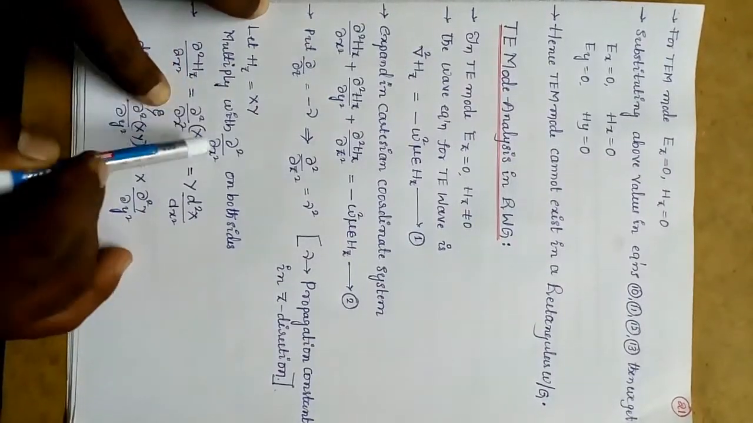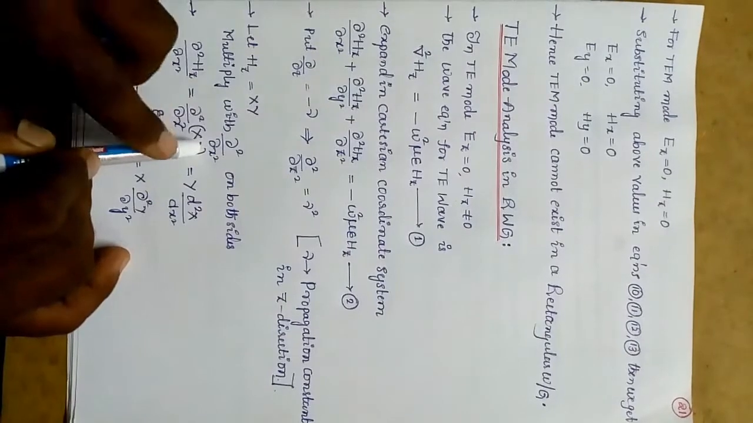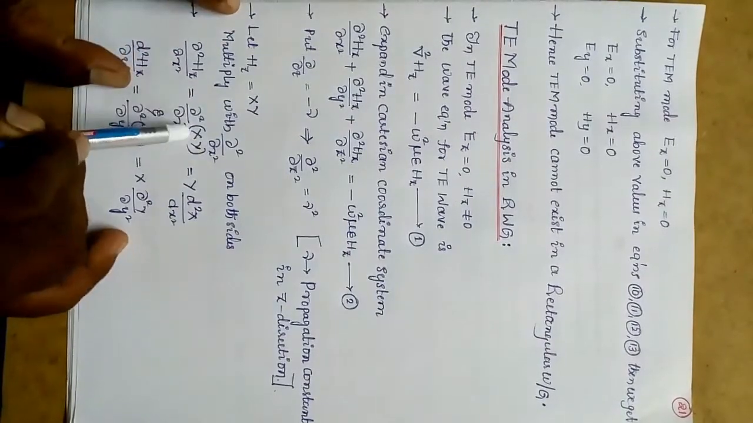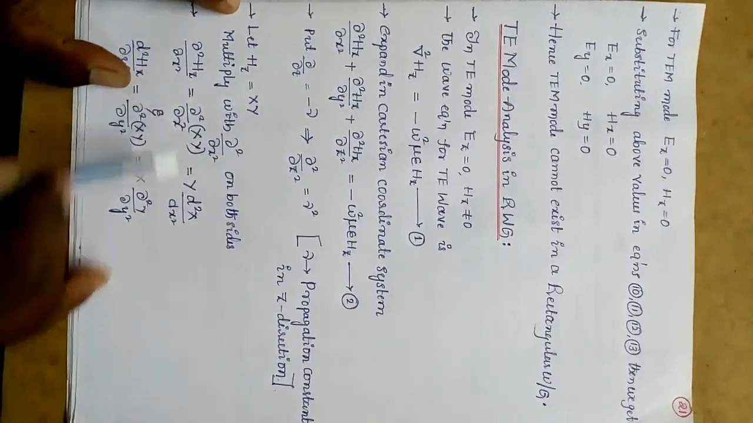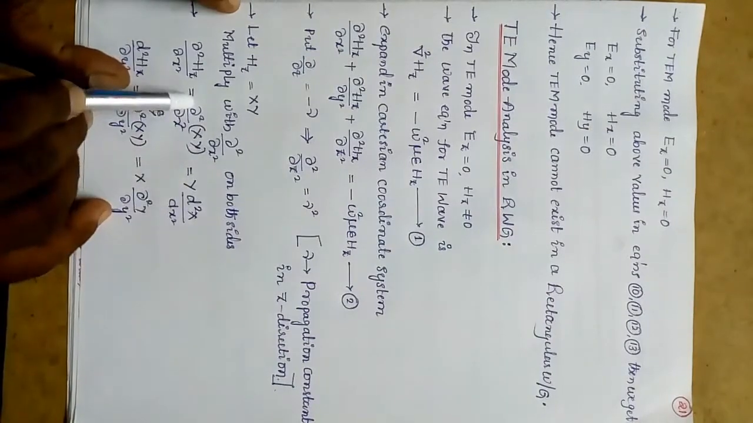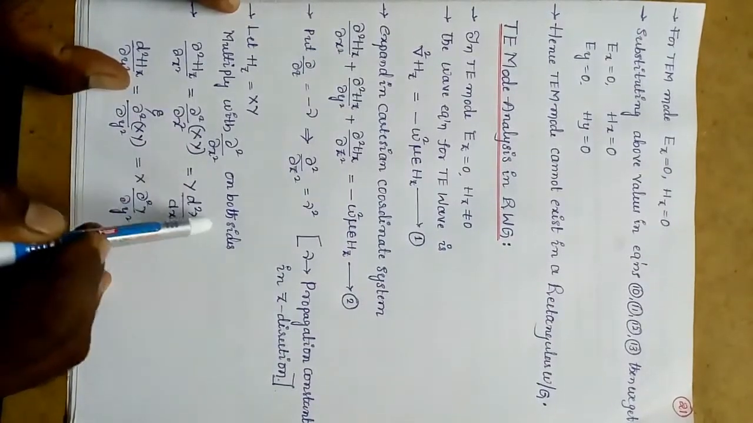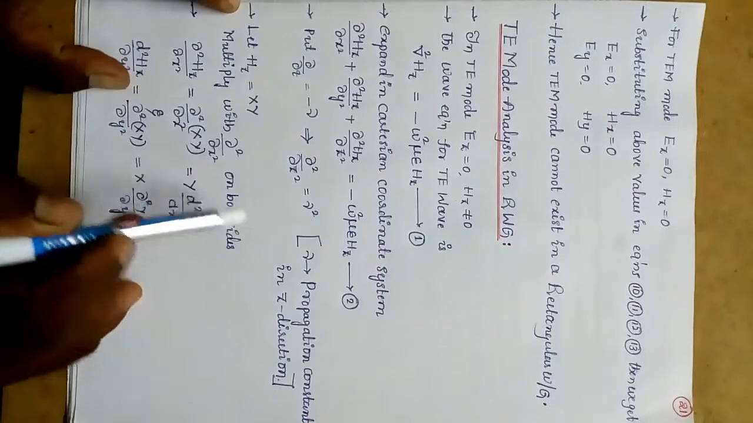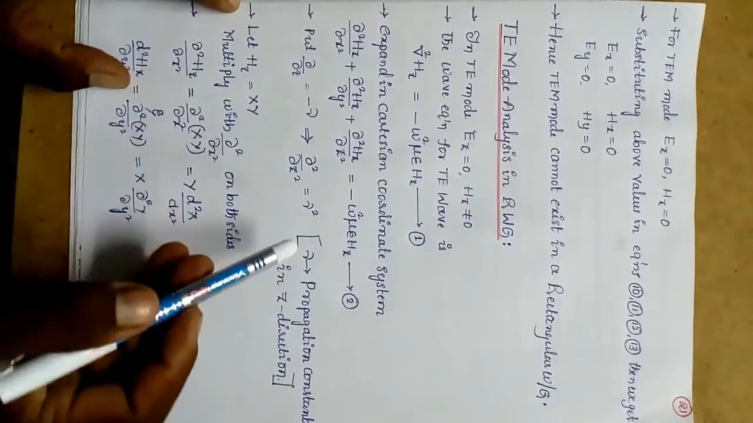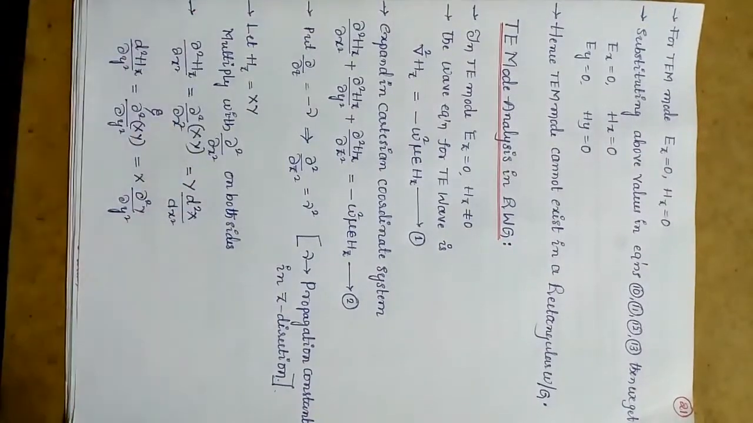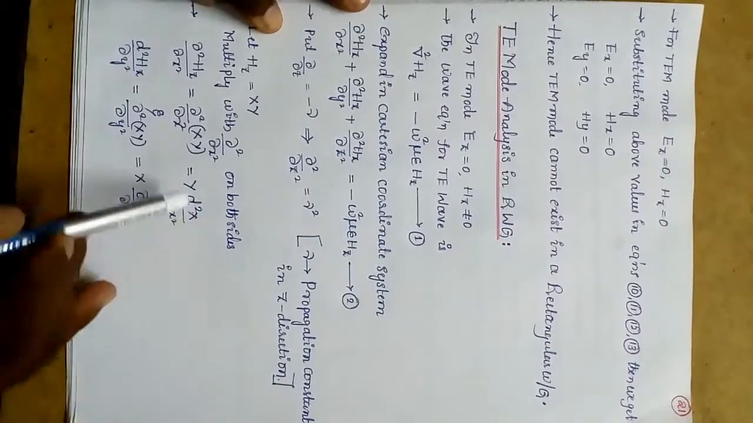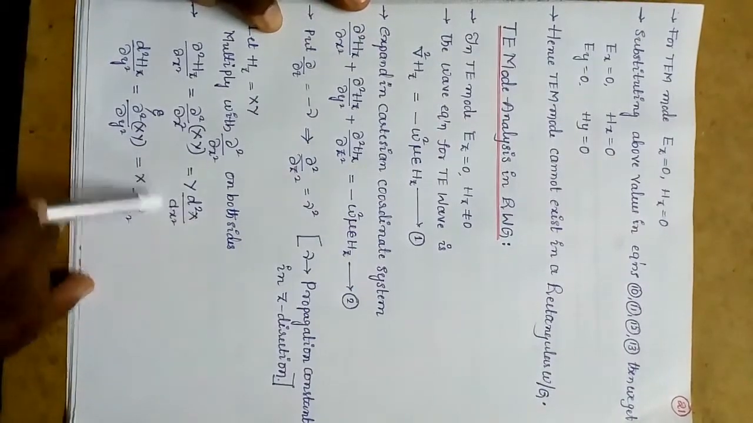In this, y is a constant term and x is the function of dou x square. So y I am taking forward, and the remaining is y into d square x by dx square. Wherever d square and wherever dou square, both are equal. Don't be confused about this. So it is y into d square x by dx square.